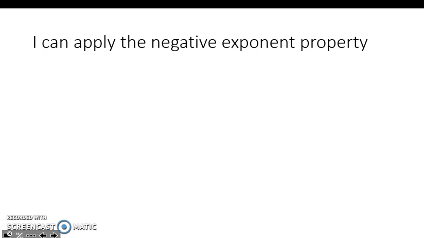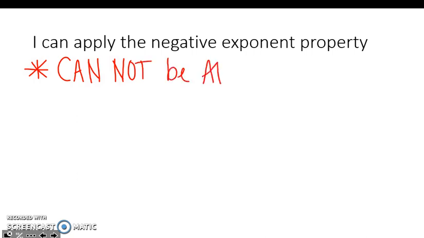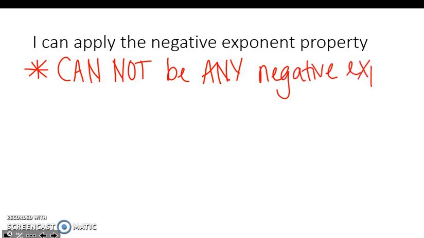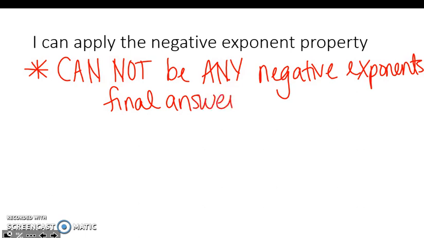Okay, so the first and main thing that you need to know and remember is that there cannot be any negative exponents in our final answers. So if you happen to get a negative exponent as you're doing another rule, or if a problem starts off and there's a negative exponent in it, that's fine. However, we have to take care of it before we can submit our final answer.